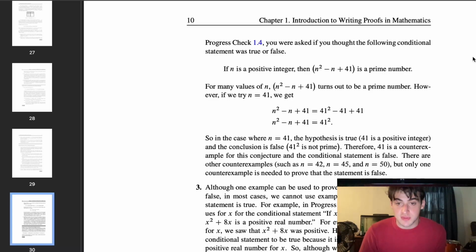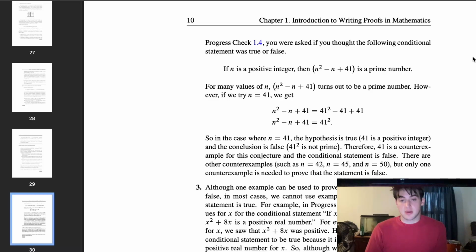So in the case where n equals 41, the hypothesis is true. 41 is a positive integer, and the conclusion is false. 41 squared is not prime because 41 times 41 equals 41 squared. Oh, man. I wish I would have thought of that. I feel like I could have cracked that if I thought about it long enough. Interesting. Therefore, 41 is a counterexample for this conjecture, and the conditional statement is false.